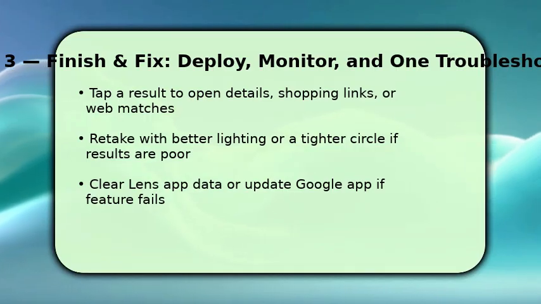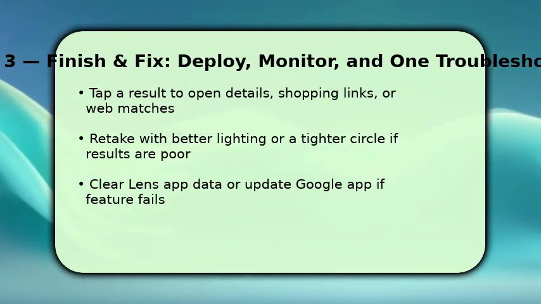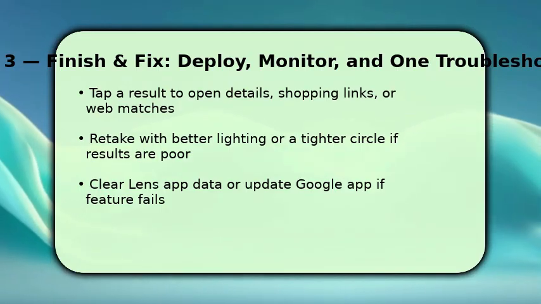recognition errors. If the circle selection won't appear, make sure the Google app and Lens are updated. Clear Lens app data and restart the phone if needed. These steps restore the circle-only search path on your Redmi Note 14 Pro.